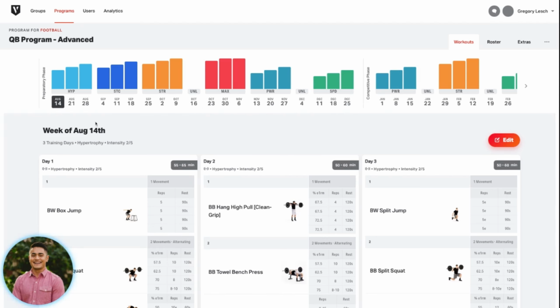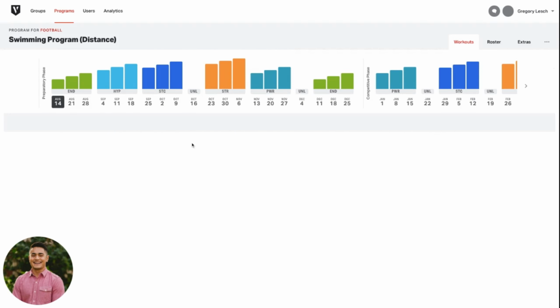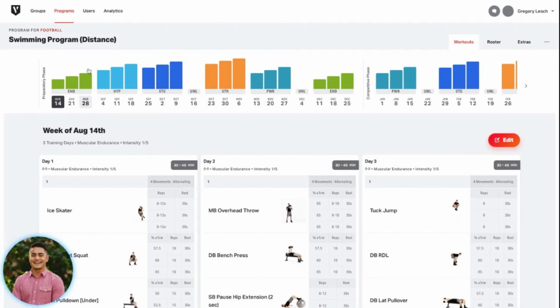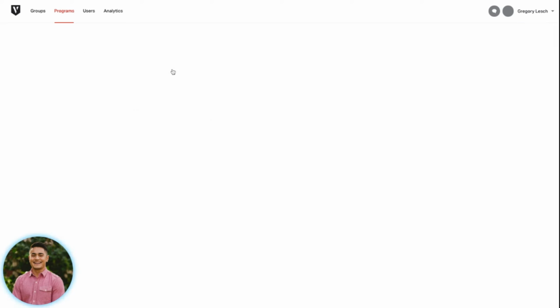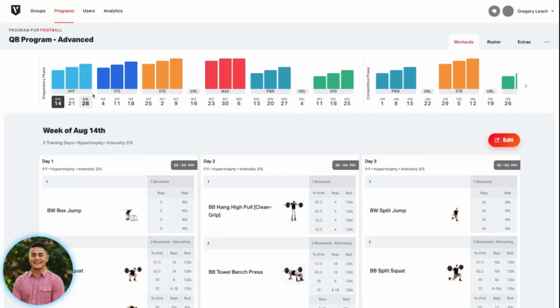Now, if you were training for something like a distance swim, that order might be different. We might start with an endurance block, go through hypertrophy, strength capacity, strength, power, and then finish again with another endurance block before we get to your season. And again, this all depends on how much time you have to prepare and the sport that you're training for. So let me go back to this football program, and we're going to talk a little bit more about each of these blocks specifically.